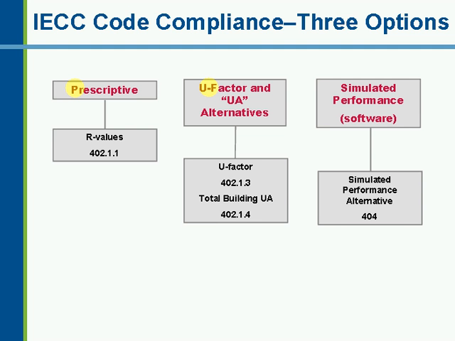The U factor or UA alternative is where you can do some simple trade-offs for your total building UA approach. The U factor table is basically for some types of construction that might not fall under the R value table, where you're doing some design that wouldn't fall under the insulation levels called out in the R value table. And keep in mind, the R value table is for insulation only. The U factor table is for the entire component of the assembly.